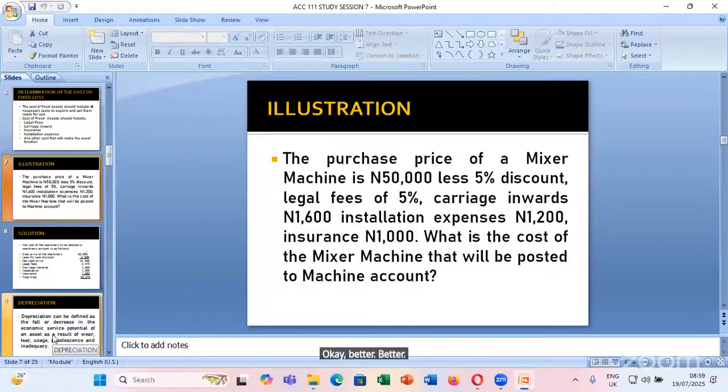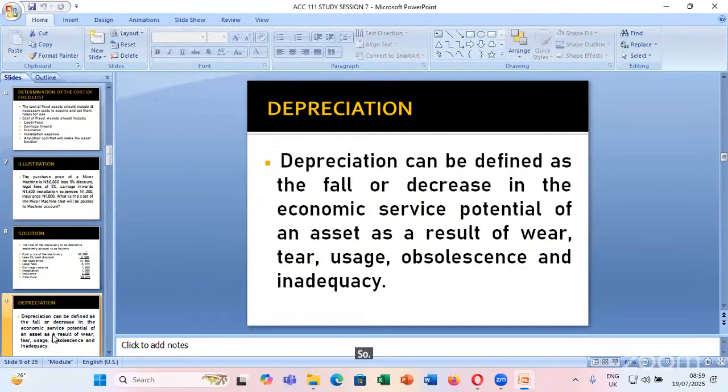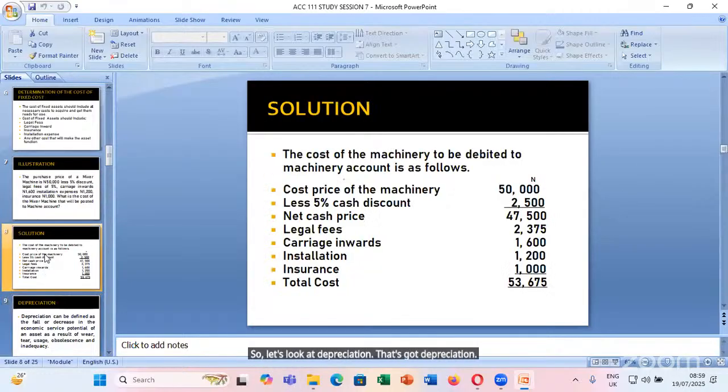Okay, better. So let's move on, please. We still have a lot to do. So let's look at depreciation. Who can tell me his own understanding of the word depreciation? Anybody?